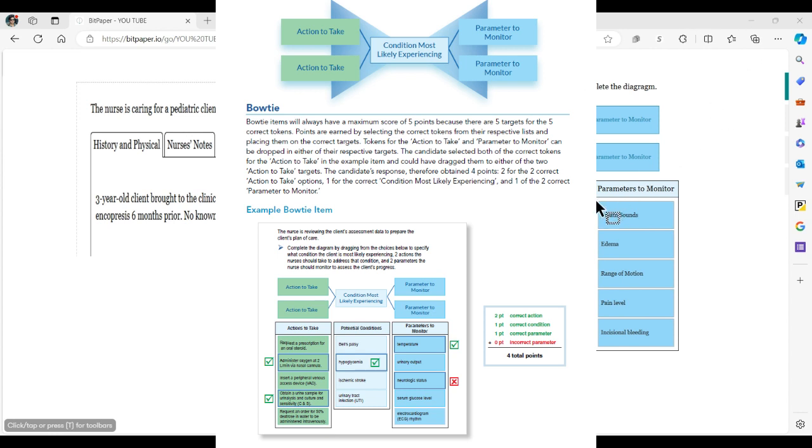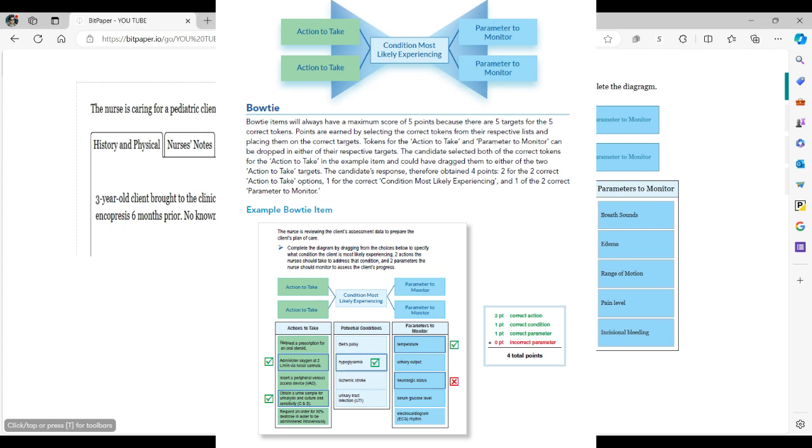Points are going to be earned by selecting the correct tokens from their respective lists and placing them on the correct targets. Tokens for the action to take and parameter to monitor can be dropped in either of their respective targets. As an NCLEX candidate, you're going to select both of the correct tokens for the action to take in the example type, and you could have dragged them to either of the two actions to take. It doesn't matter which order. In this example, they only got 1 point for the parameter to monitor, so that would only give 4 points. They don't take away a point, which is a good thing. You get partial credit for these types of questions, so I love that part about it. In total, you can get up to 5 points.